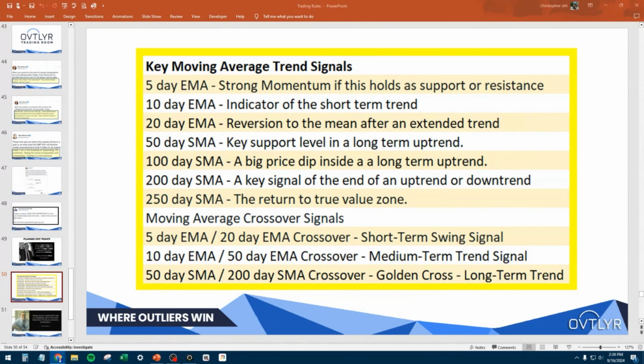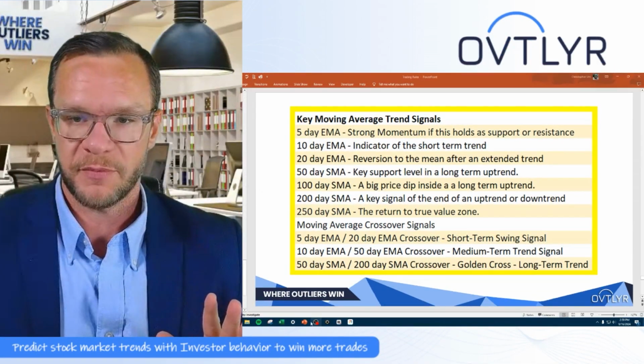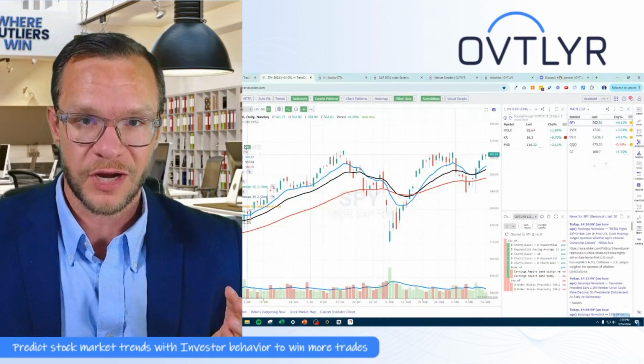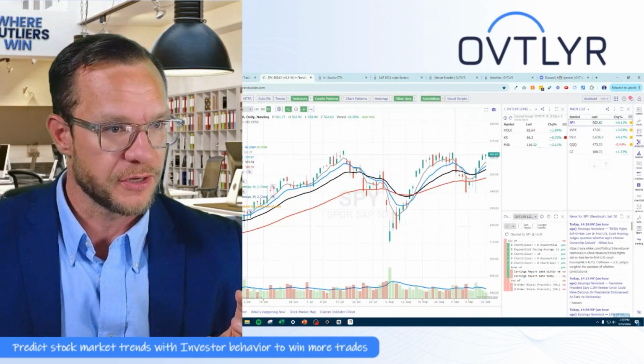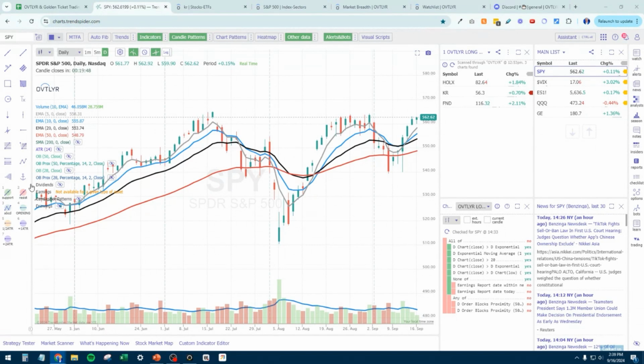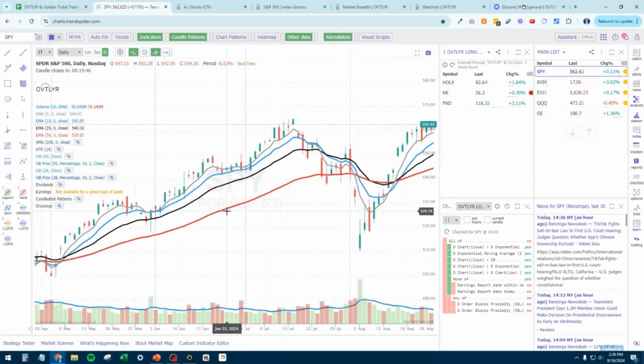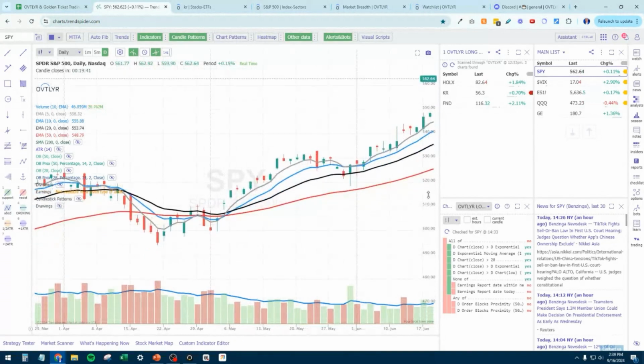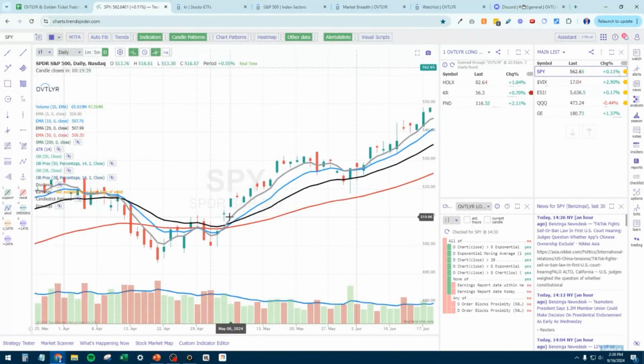The 5-day moving average is a super strong momentum, and you could use it as support or resistance if it holds or breaks. Now let's look at a 5-period moving average, because a 5-period moving average is tight. It's really, really right on top of the market. So if we look at a 5-period moving average, that's the gray line right here. As you can see, that is super tight, but it also gives you a lot of good information, right? So let's look at the SPY in May.